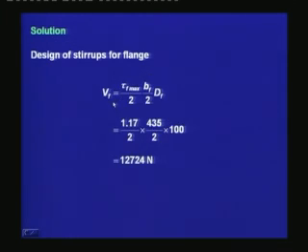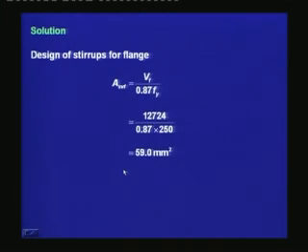We are calculating the shear in the flange, which is equal to tau F max divided by 2 times BF divided by 2 times DF, which is 1.17 divided by 2 times 435 divided by 2 times 100, equal to 12724 newtons. The stirrups in the flanges is calculated as Vf divided by 0.87 Fy, which is 12724 divided by 0.87 times 250, equal to 59 millimeter square.